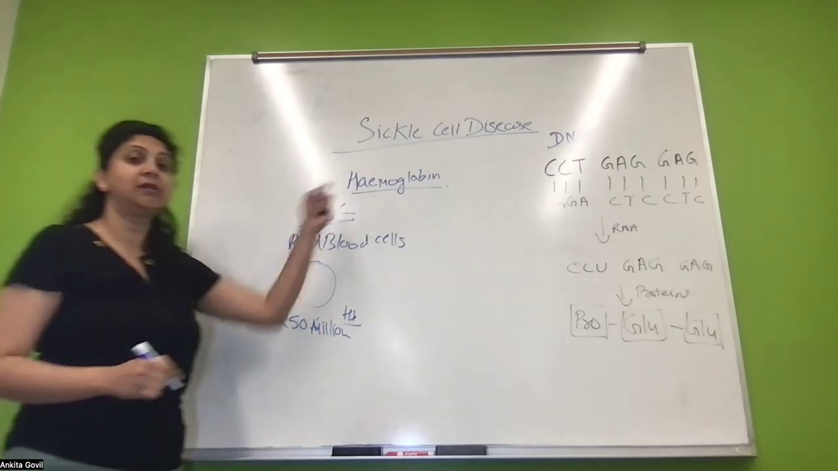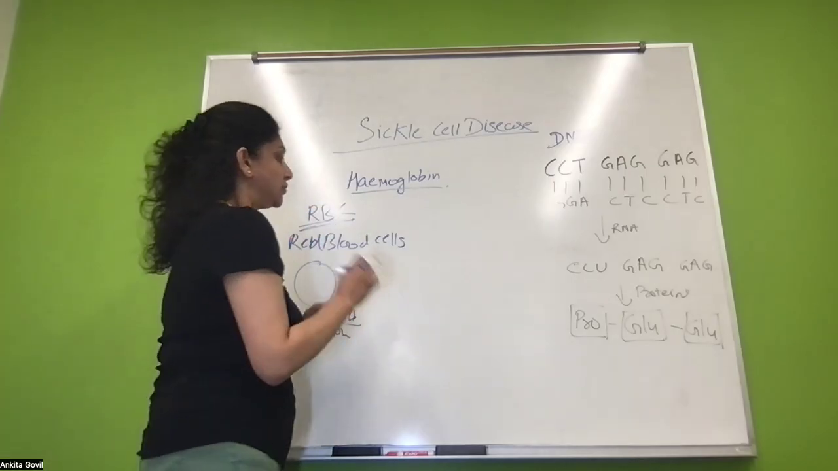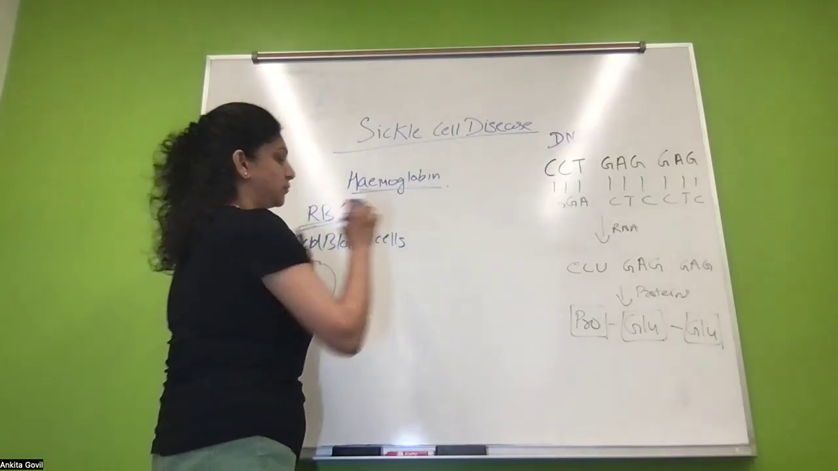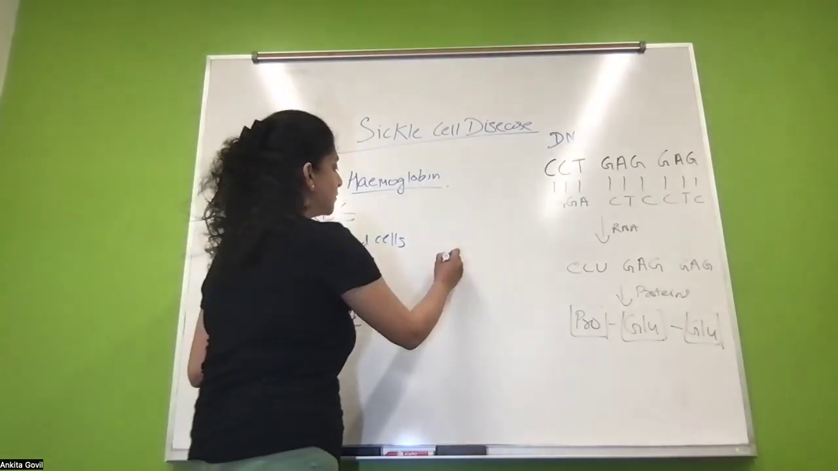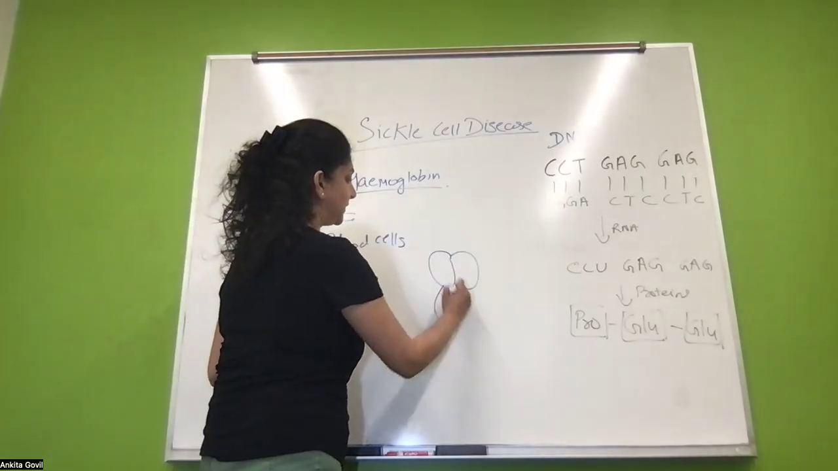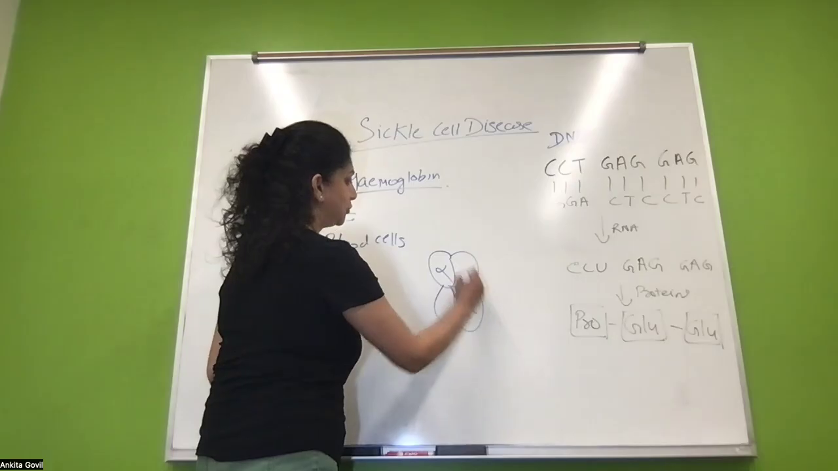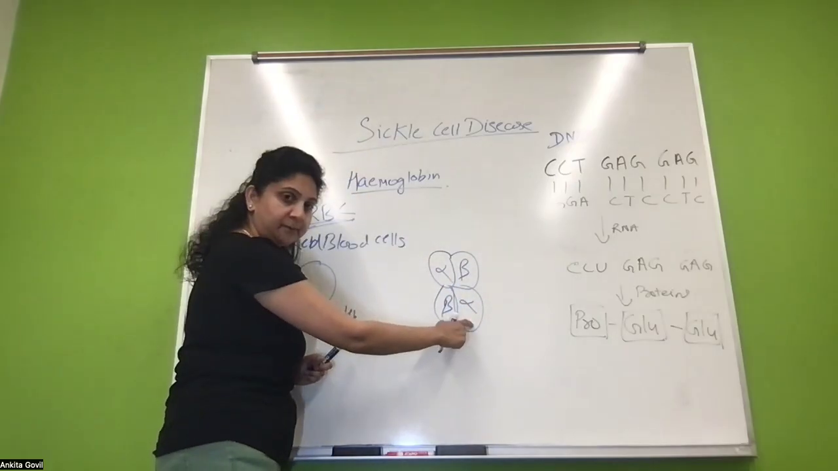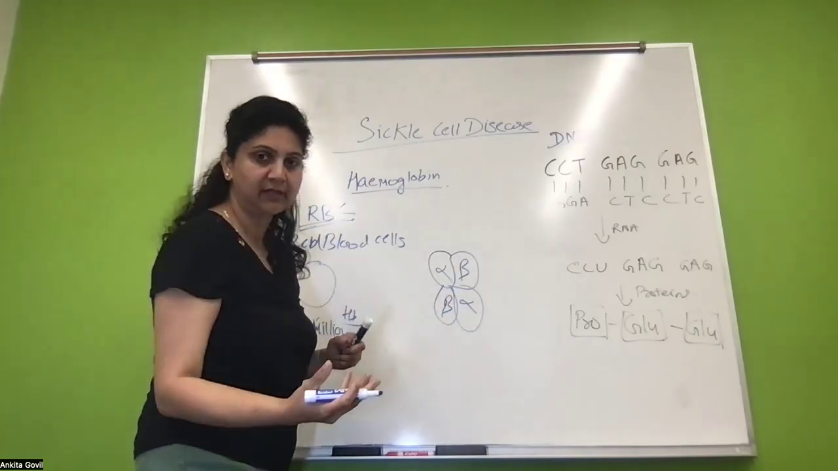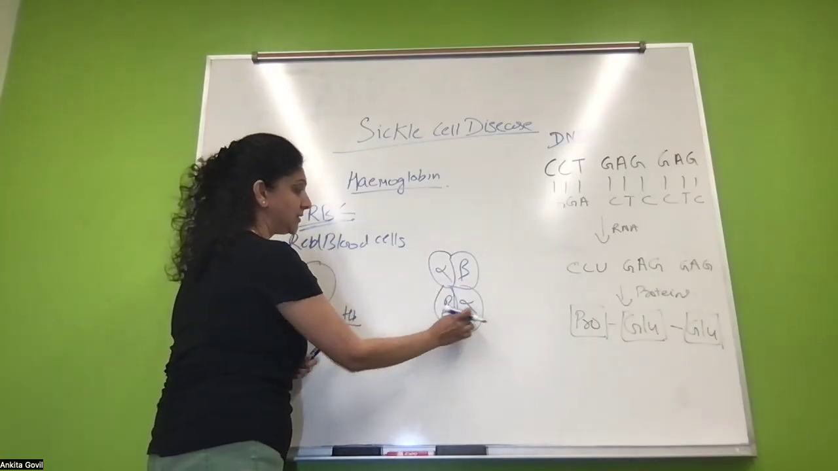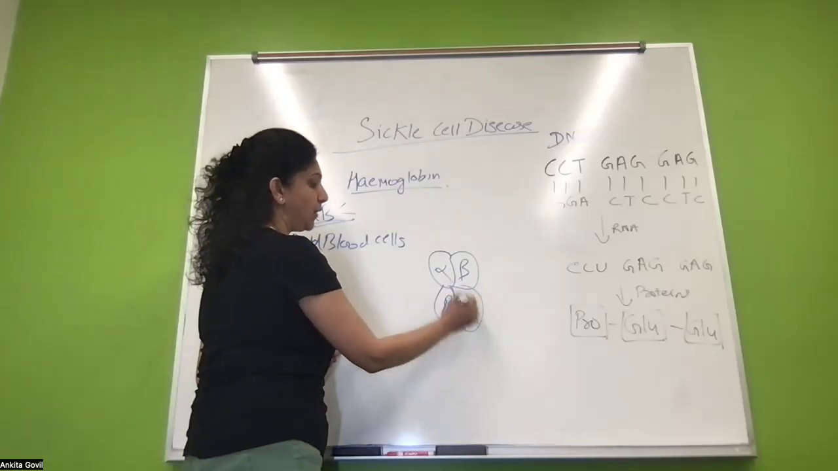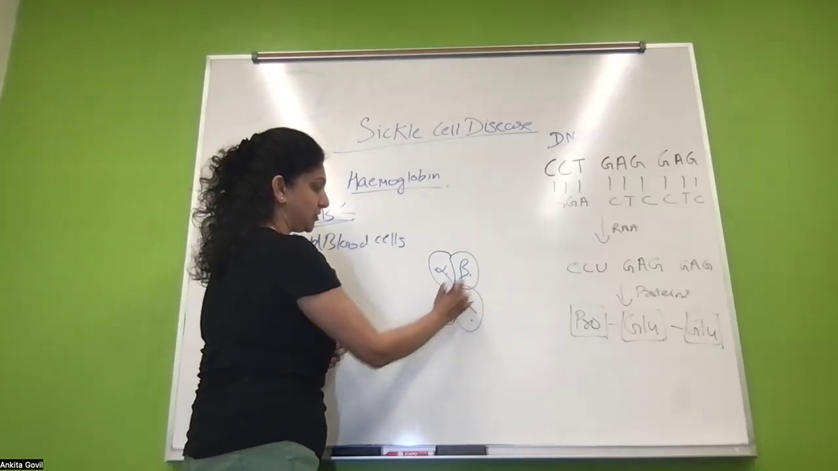Now, what is actually the structure of this hemoglobin? This is a little bit complicated structure. However, I'll just put it in a very easy way here. It is made up of two alpha chains and two beta chains. These are all protein chains, tertiary structure of proteins, you can say. Together it is a protein molecule, made up of two alpha chains and two beta chains.